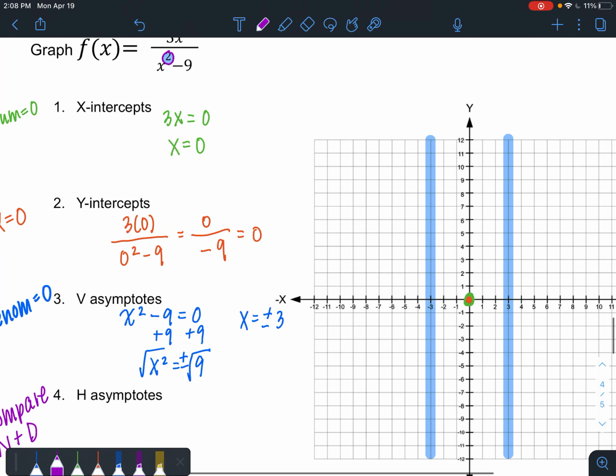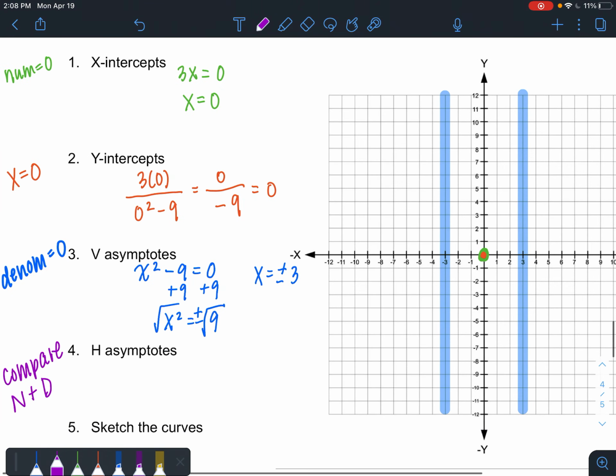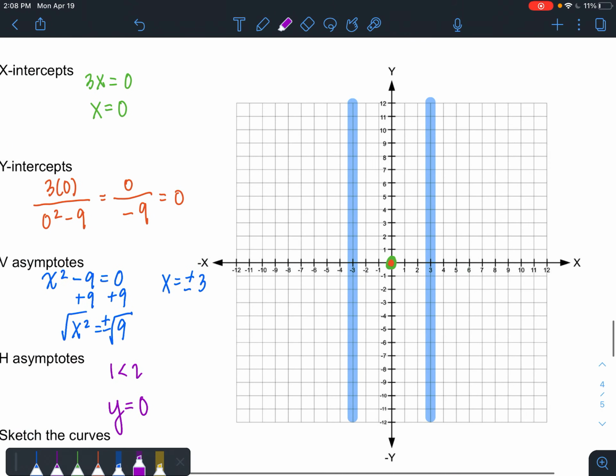All right, then for horizontal asymptotes, I compare. The degree in the denominator is greater than the numerator. 1 is less than 2, so y is equal to 0 as an asymptote. So go ahead and graph that like so.